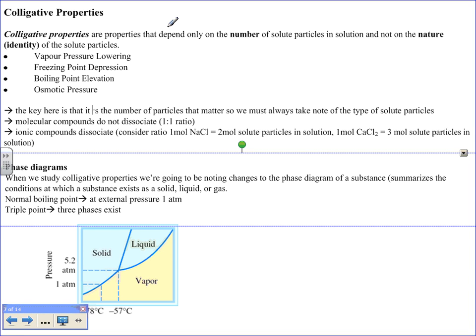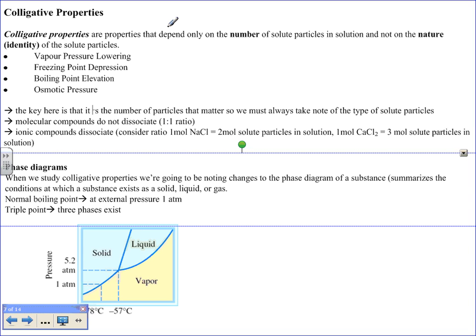Something like sodium chloride, which dissociates into Na+ and Cl-, for every 1 mole of NaCl, you're putting 2 moles of solute particles into the solution. Something like calcium chloride, for every 1 mole that you dissolve, we actually put 3 moles of solute particles into the solution. So this is going to be a major factor when we are studying colligative properties.